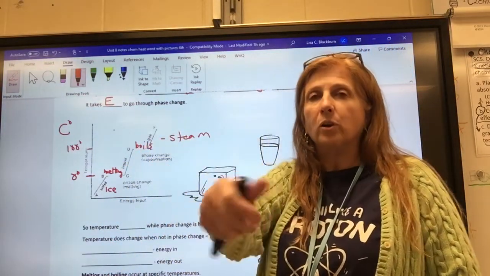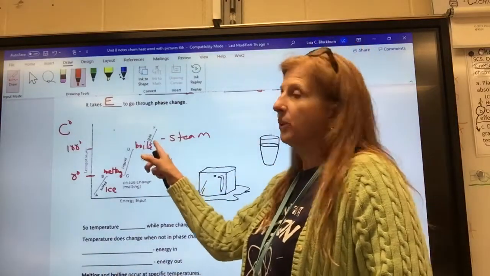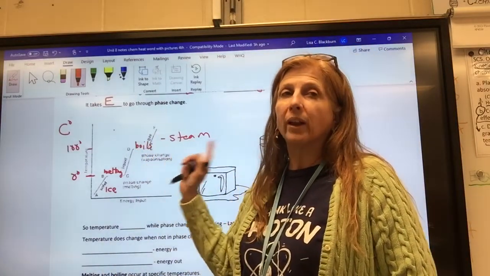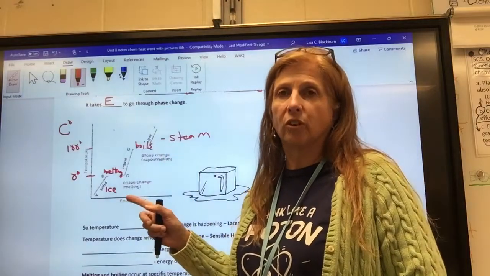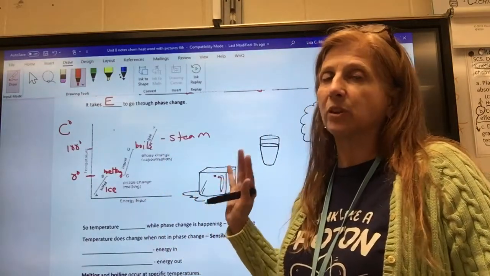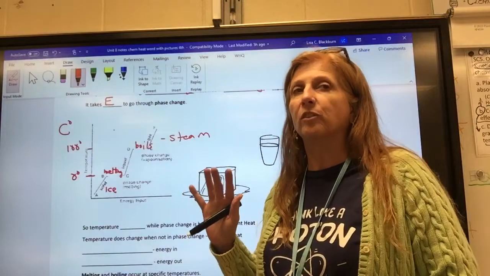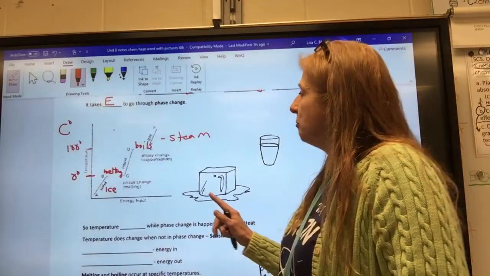If you increase the temperature of the stove, it will not increase the temperature of the water. Boiling water is always 100 degrees, pretty much. We'll talk about the effect of pressure when you get to physics.